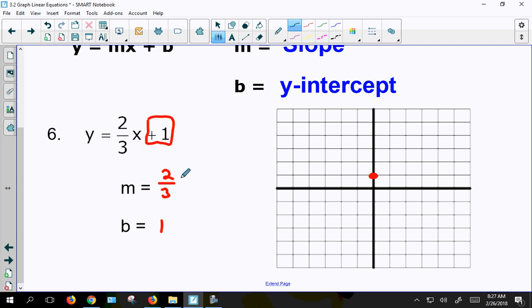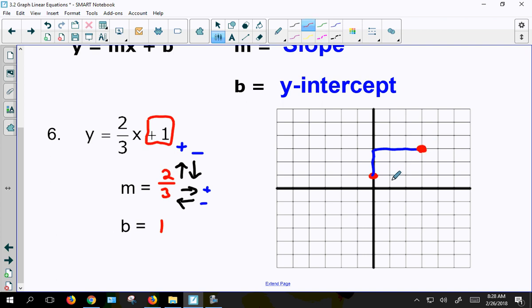Now, you have to remember your top number is either up or down. Your bottom number is right or left. If it's positive, it is up. If it's negative, it's down. If it's positive, it's right. If it's negative, it goes left. So I start right here from my y-intercept. And where am I going to go, guys? Up. How many? So I go up 2, and then where am I going to go? Right 3. 1, 2, 3. And then I make my next dot.